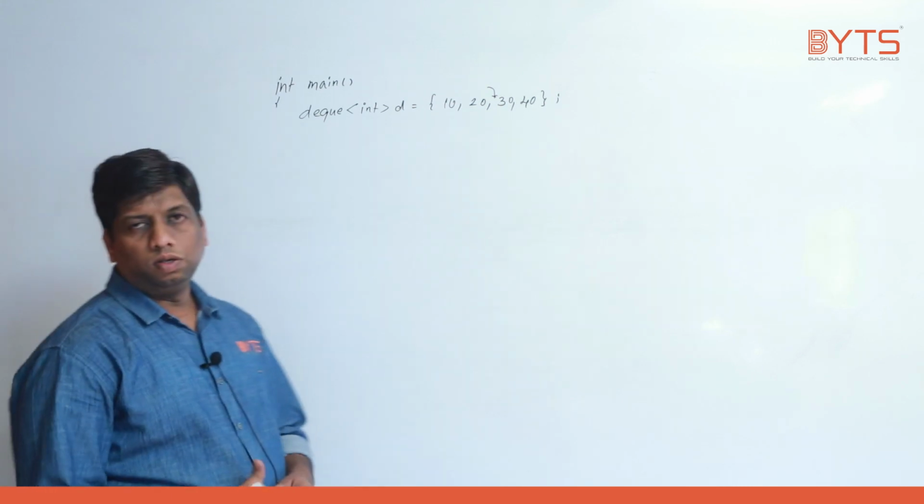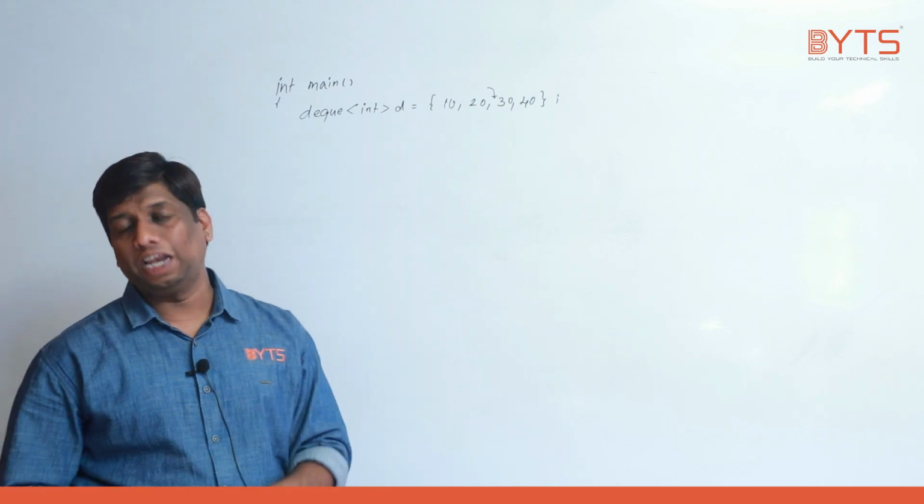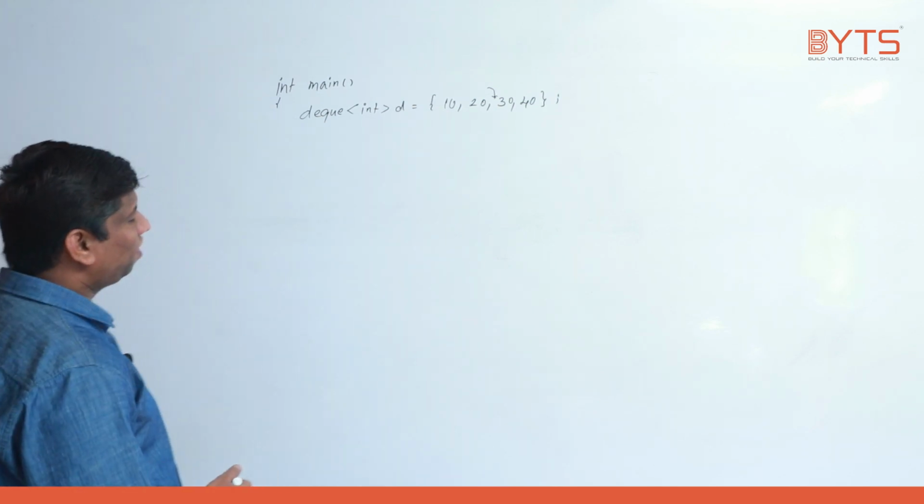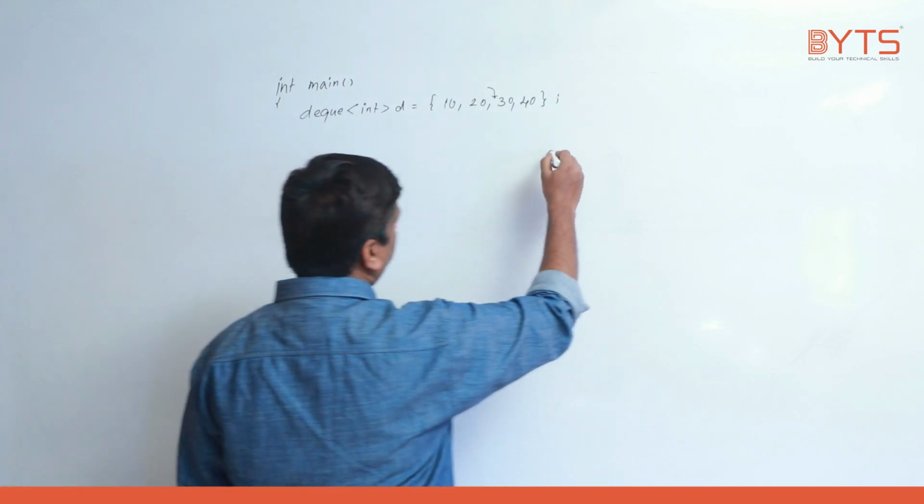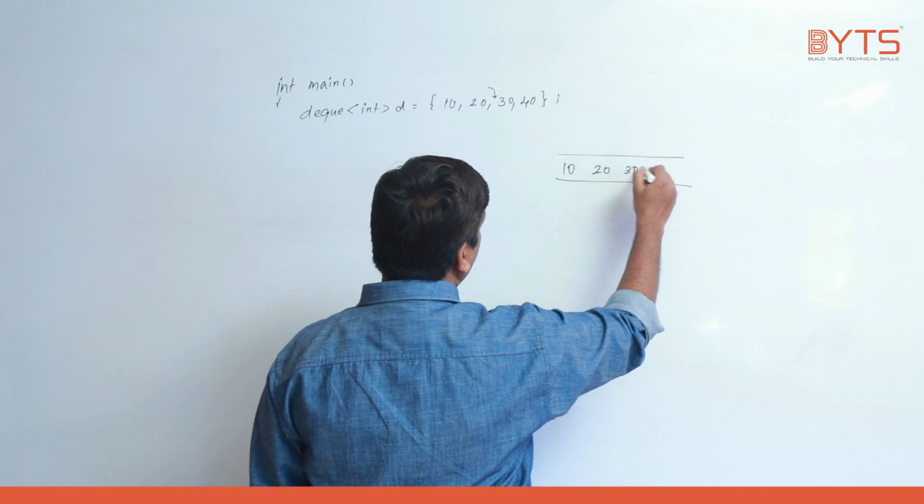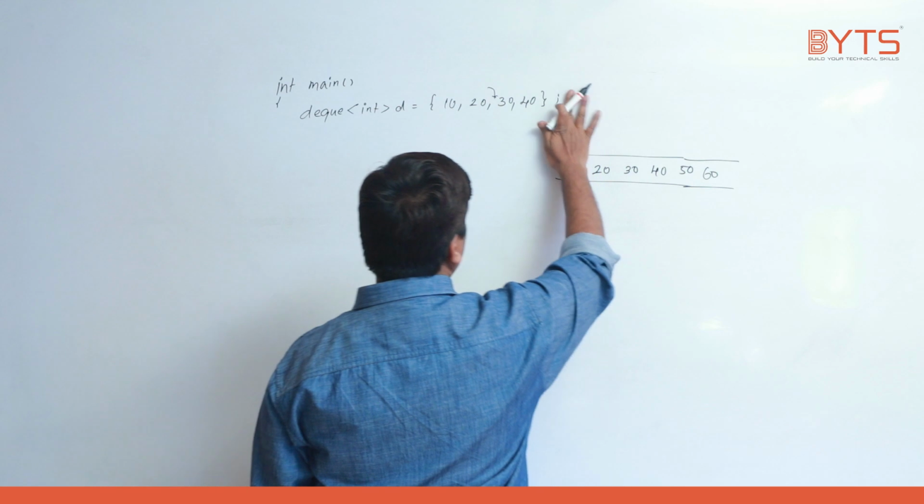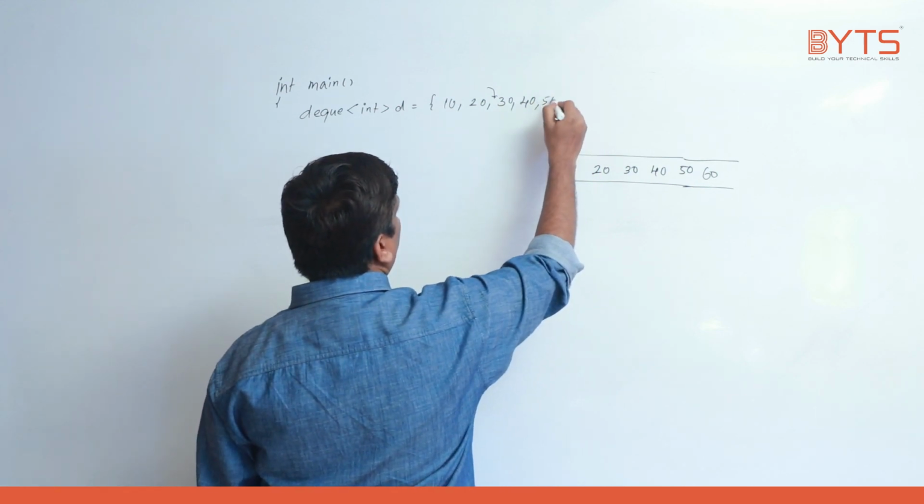Okay, fine. Like this is my DQ. Now I want to erase an element. How do I erase an element? See here: 10, 20, 30, 40, 50, 60. We assume that.